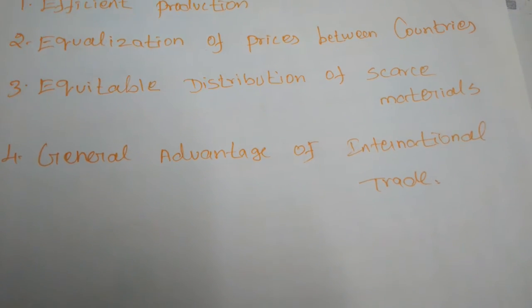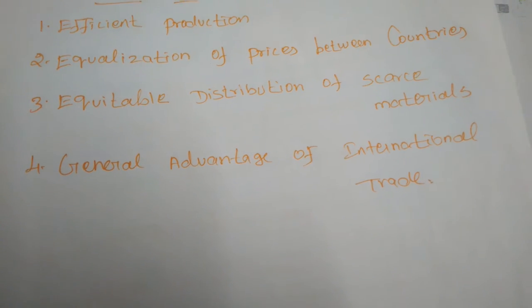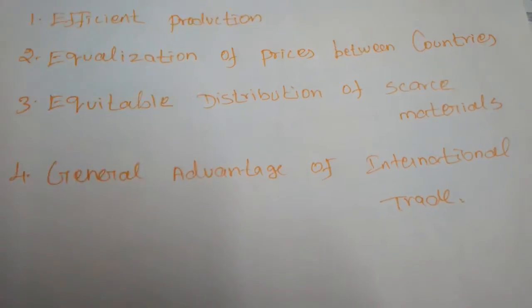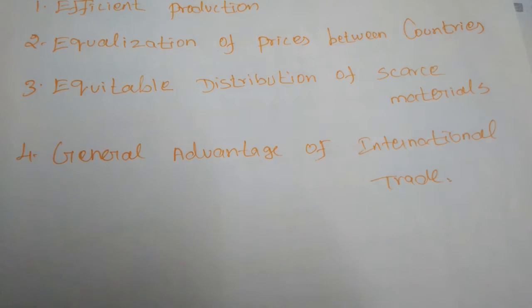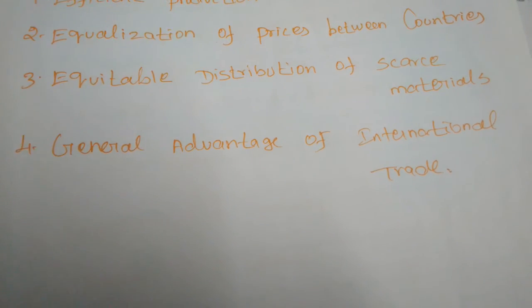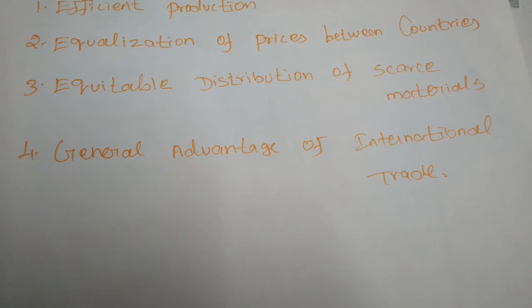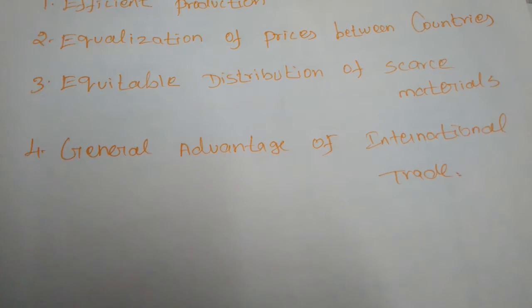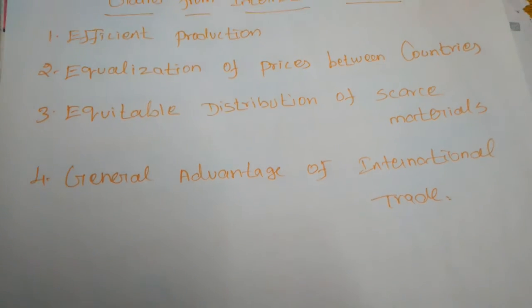Next, general advantages of international trade. What are the general advantages? First, availability of a variety of goods for consumption. Now we can consume different types of commodities only by way of international trade, because sometimes our nation cannot produce certain commodities, but we can use those commodities by importing them from other nations.